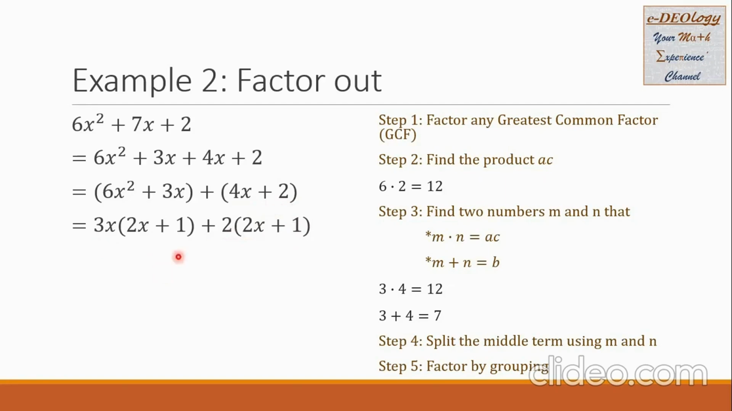Now, we have two big groups here, and there is a common factor in these two big groups, and the common factor is that binomial 2x plus 1. There is also 2x plus 1 here. So we're going to factor out the 2x plus 1. It is now in here. And for the second factor, it is simply the remaining terms for each of the big groups. So the 3x is copied here, and then plus the 2. So our factors are 2x plus 1 times 3x plus 2.